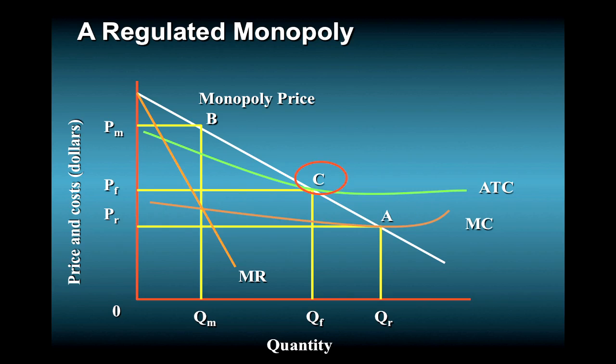The more feasible option is point C. This is where price equals average cost. Under this scenario, the monopolist earns zero economic profits, enough to stay in business, but does so without gouging consumers. At the same time, as should be apparent from the figure, the deadweight loss is considerably smaller than under pure monopoly.